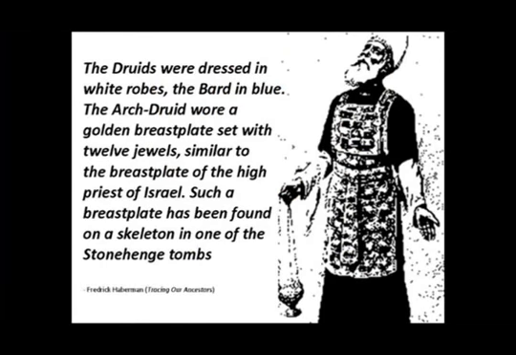Frederick Haberman, in his book Tracing Our Ancestors, says the Druids were dressed in white robes, the bard in blue. The Archdruid wore a golden breastplate set with 12 jewels, similar to the breastplate of the High Priest of Israel. Such a breastplate has been found on a skeleton in one of the Stonehenge tombs.